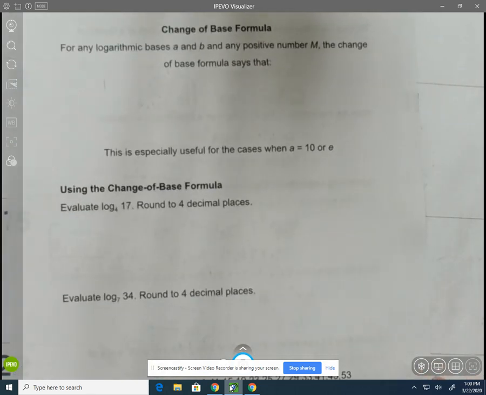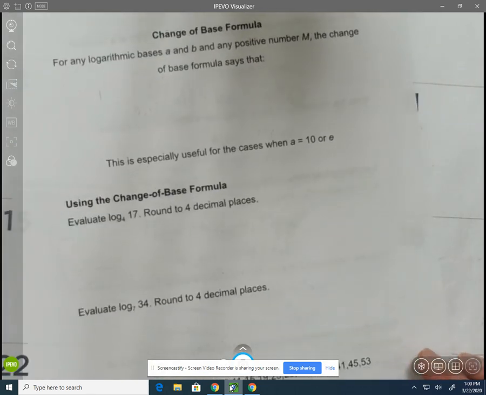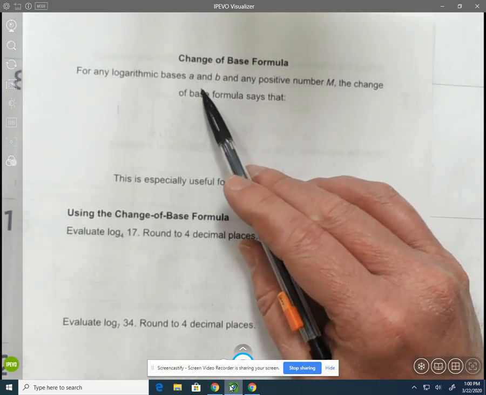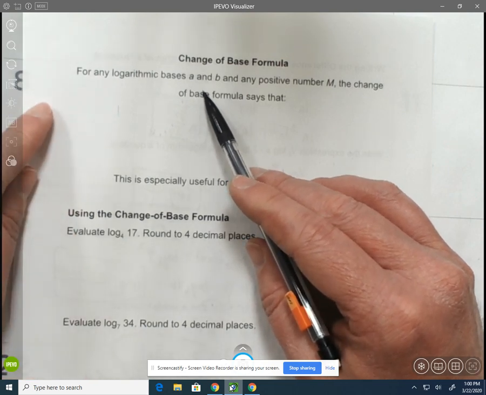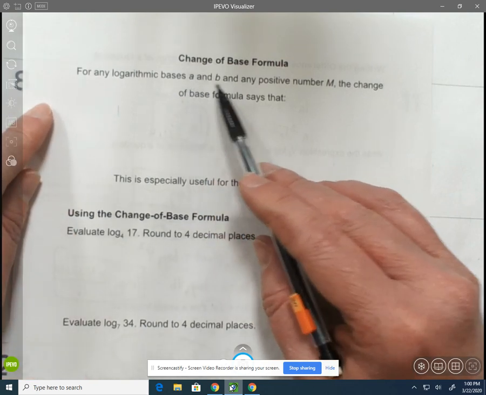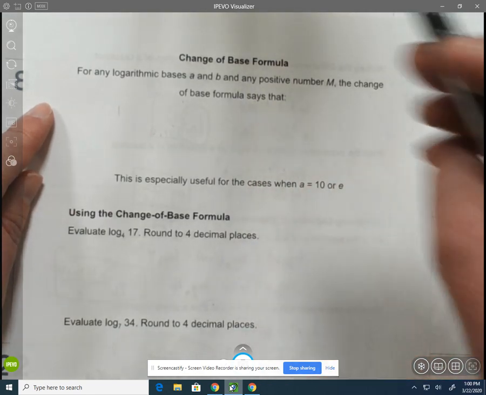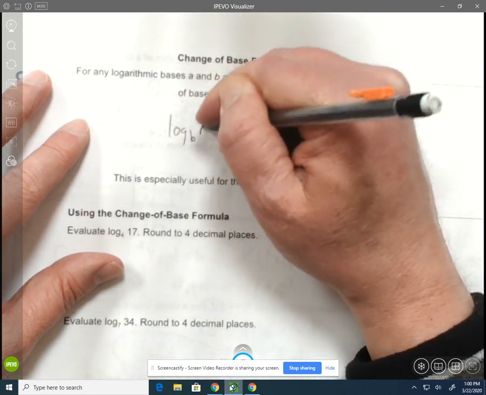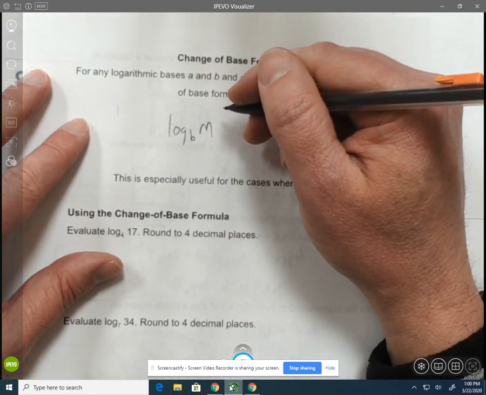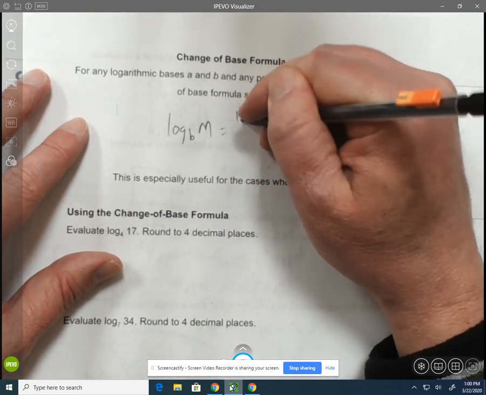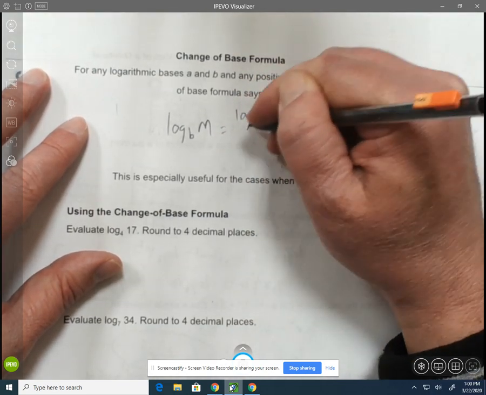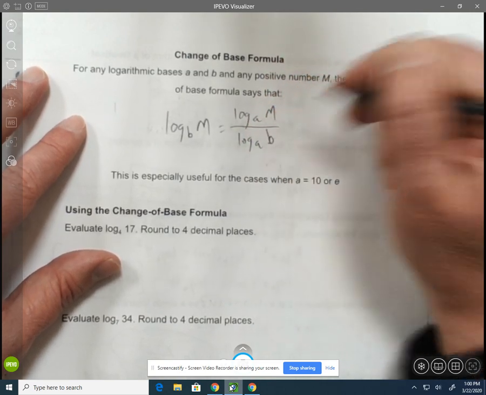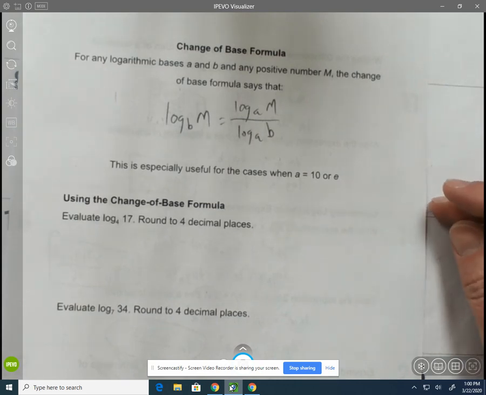Now, one last thing I want to look at, and this one actually is going to be useful, and we'll see why in a minute. It's the change of base formula. Okay, and we'll look at why we might want to change the base. It says for any logarithmic bases a and b and any positive number m, the change of base formula basically says that the log base b of m is equal to the log base a of m divided by the log base a of b.